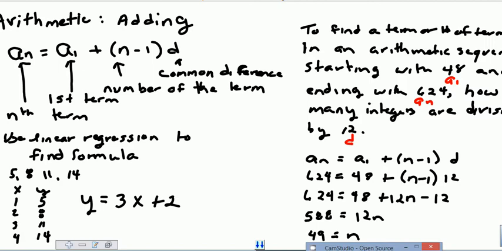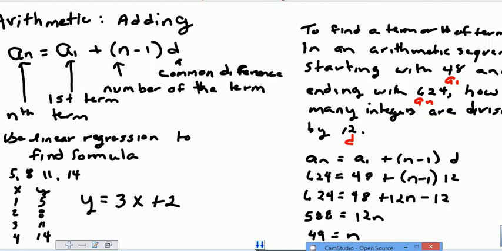Let's start with arithmetic sequences and series. Arithmetic means that you are adding the same number over and over again. If I start with 2 and I add 3, I get 5, and I add 3 more, I get 8, and I add 3 more, I get 11. That's an example of an arithmetic sequence because I'm adding that same number over and over again.